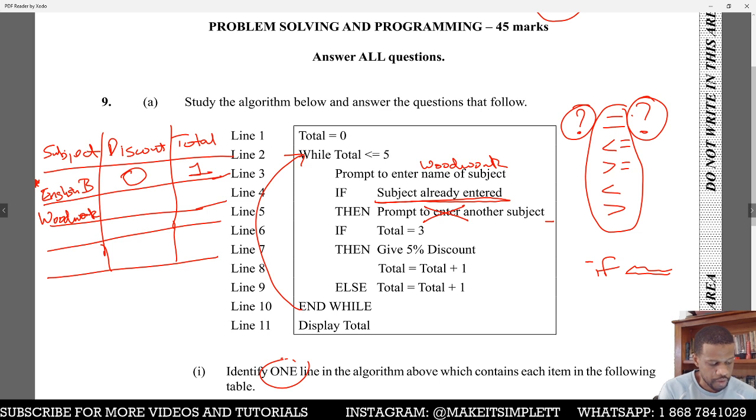Now we're going to say if total is equal to 3. Is total equal to 3? No, total is equal to 1 right now. So therefore, we are not going to give our 5% discount. We're just going to say else total is equal to total plus 1. So we're going to do this. So total goes up to 2. Discount is still 0.